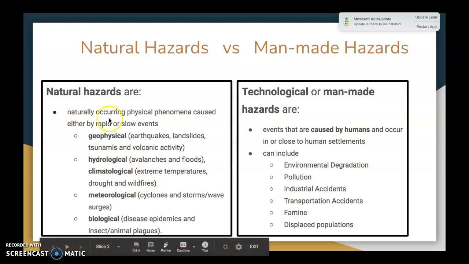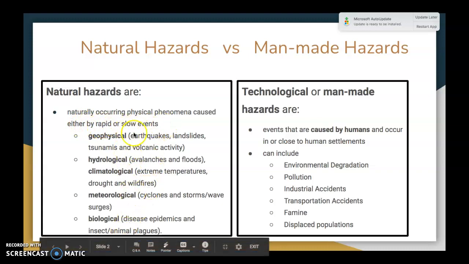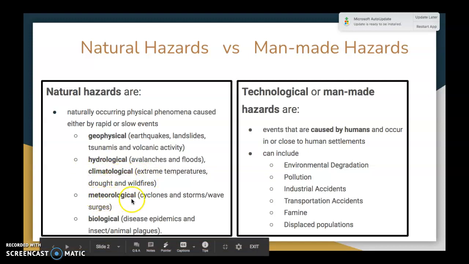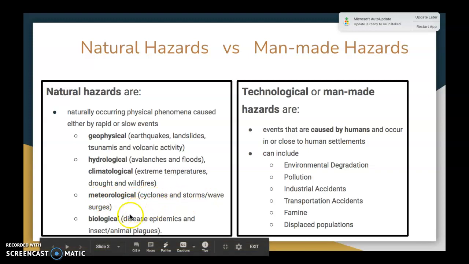Natural hazards naturally occur in nature, either by rapid or slow events. So there's a long list here of examples, such as earthquakes, landslides, tsunamis, volcanoes. They could involve hydrological events like avalanches or floods. They could be extreme temperatures, drought, wildfires, things to do with the climate. They could be meteorological, such as cyclones or storms, wave surges. Or they could be disease epidemics, insects, animal plagues, things that are of biological nature. All of those are considered to be natural.